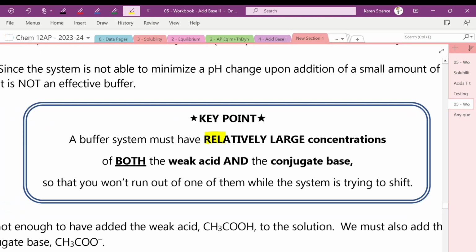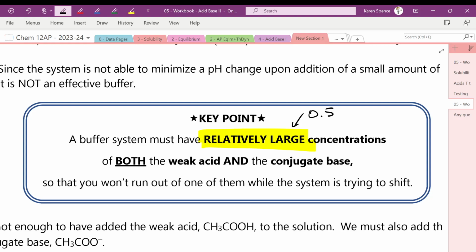buffer system must have relatively large concentrations, and everyone always wants me to qualify exactly what relatively large is. I think one decimal place, like I think 0.5 would still qualify, but I don't know. Honestly, whether it's an effective buffer depends on how much acid you are adding to it, right? So you might be able to make an effective buffer out of 0.1 and 0.1, but you'd definitely be safe making it out of 0.5 molar, 0.5 molar, or 1 molar, 1 molar.